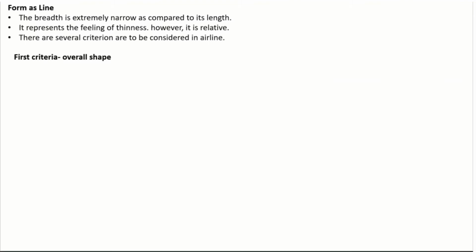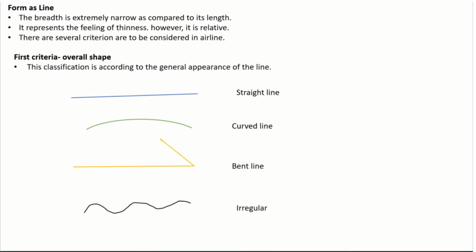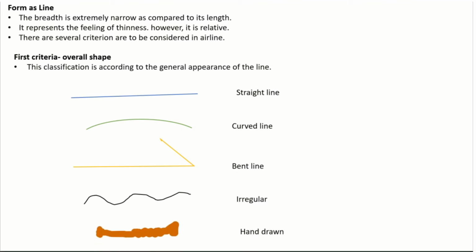The first criterion is according to the overall shape. The classification of line according to the overall shape is according to the general appearance of the line. Whether the line is a straight line, or a curved line, or a bent line, or some irregular line, or some sort of hand drawn line. So this is according to the overall shape.